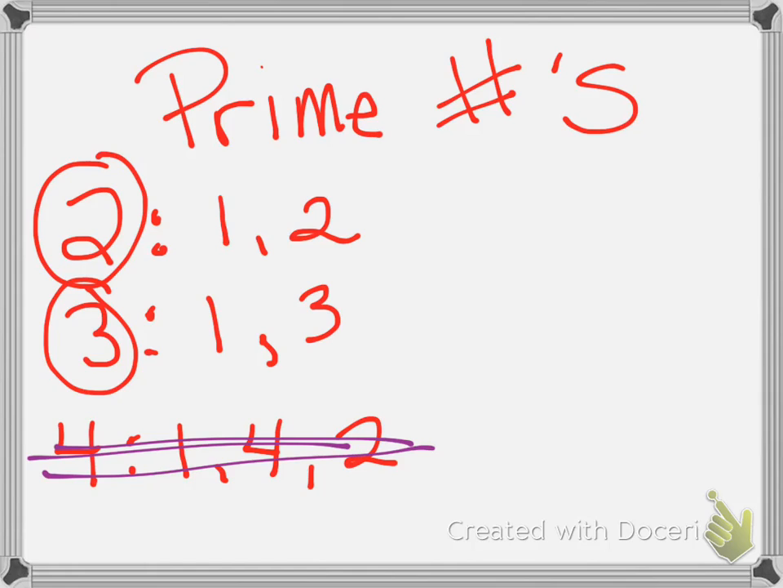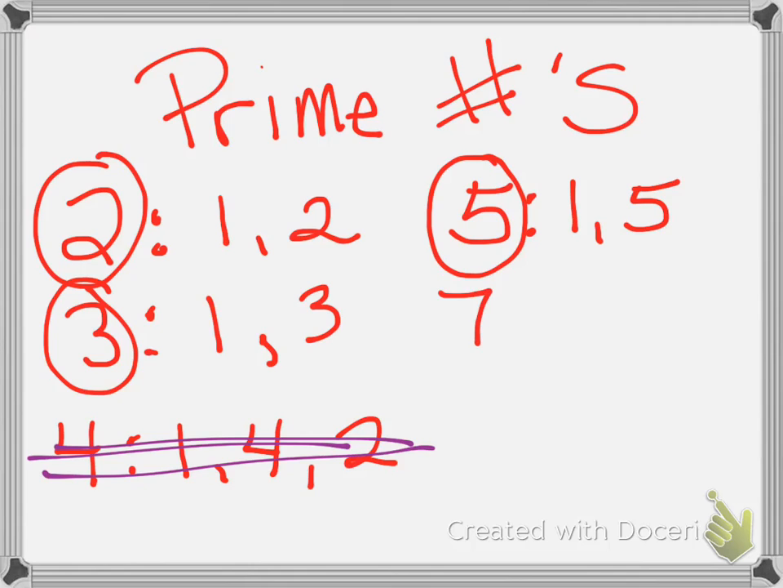But we can keep going on and try 5. And I know that 1 times 5, those are the only factors. 6 would not work. 7, 1 times 7 is the only factor, so that's prime. We have a whole list up in our classroom of the prime numbers, but this will help them in the next few lessons if they can understand which numbers are prime.